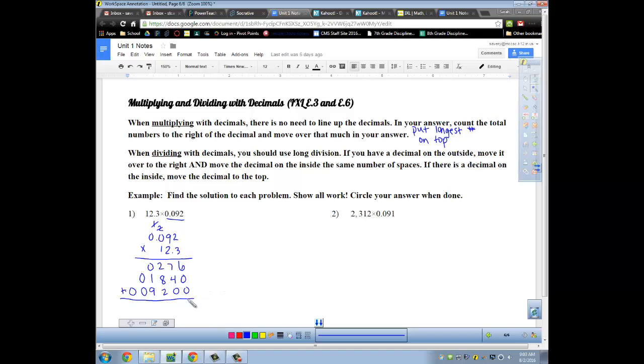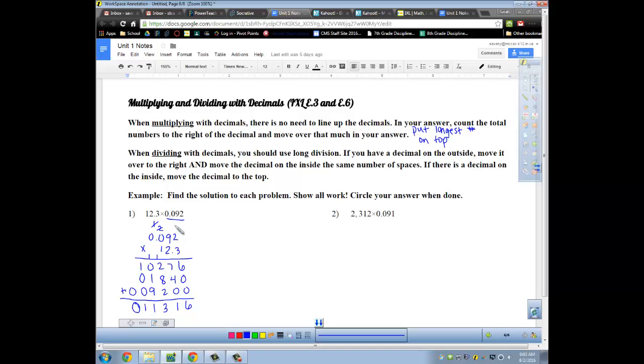So 6 plus 0 plus 0 is 6. 7 plus 4 plus 0 is 11, so put a 1, carry your 1. 1 plus 2 is 3, plus 8 is 11, plus 2 is 13, so put 3, carry the 1. 1 plus 0 is 1, plus 1 is 2, plus 9 is 11, so 1, carry the 1. 1 plus 0 is 1, 0 plus nothing, 0.